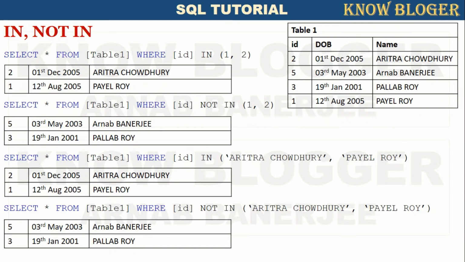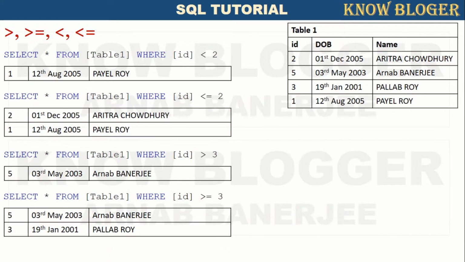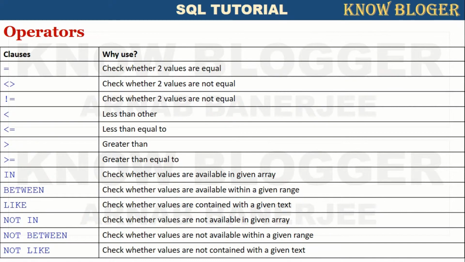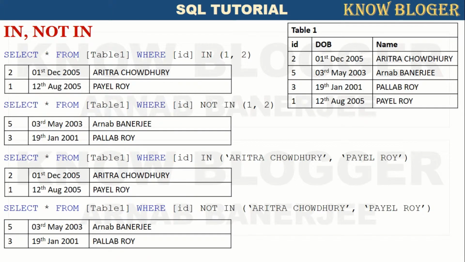In and not in operator. Let's see what is the functionality of in and not in from the list. It is saying the in operator checks whether values are available in a given array, and not in will check whether values are not available in the given array. So let's see what will happen if I am using the in operator and not in operator.